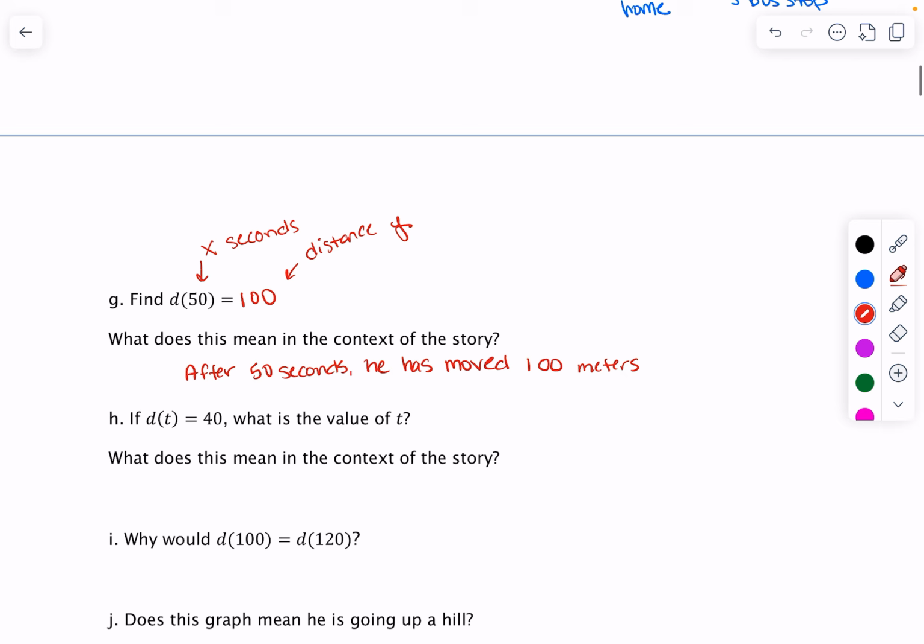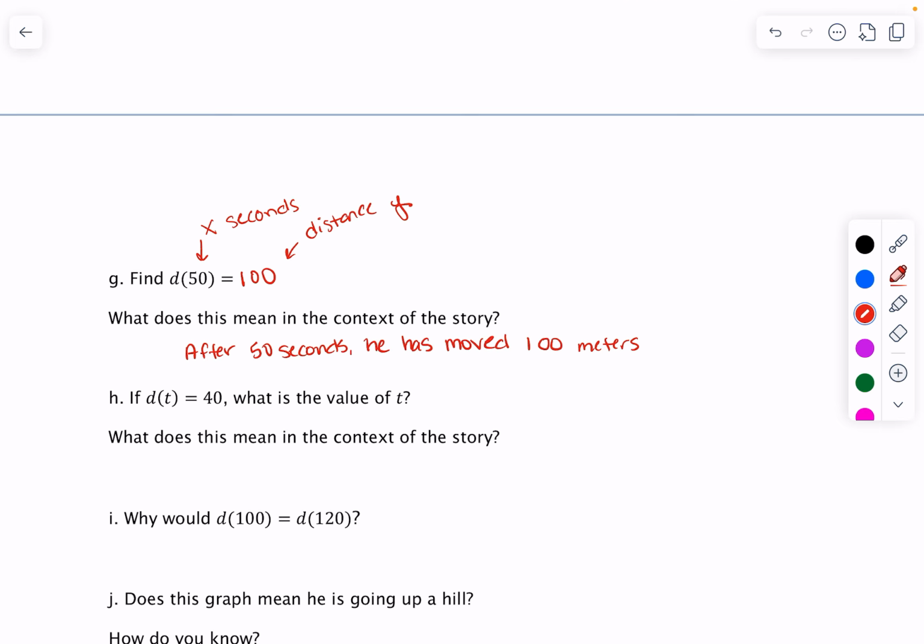The next question says, if d of t equals 40, what's the value of t? Well, now we've sort of switched gears. Now we're saying when the distance is 40, what is my time? Well, this should be x here. If d of x equals 40, what is the value of t? We're going to call this x. Okay, so that is saying, what is the value of x?